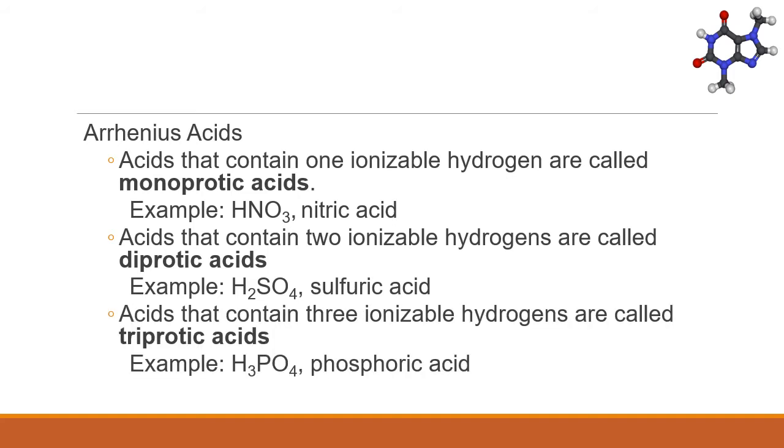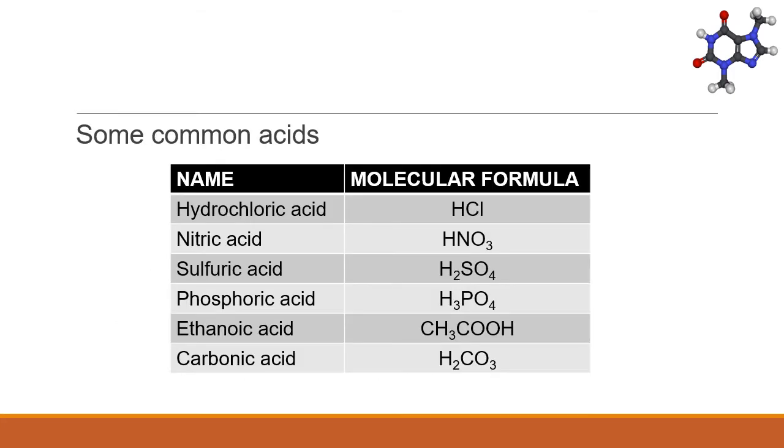Acids that release three hydrogen atoms that can form ions are called triprotic acids. An example of a triprotic acid is phosphoric acid, which has 3 H's in its molecular formula. Here are some examples of acids that are commonly used in our daily lives.